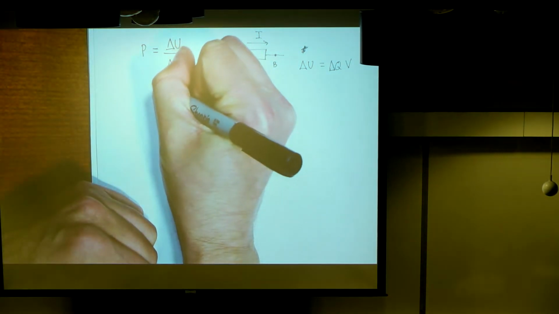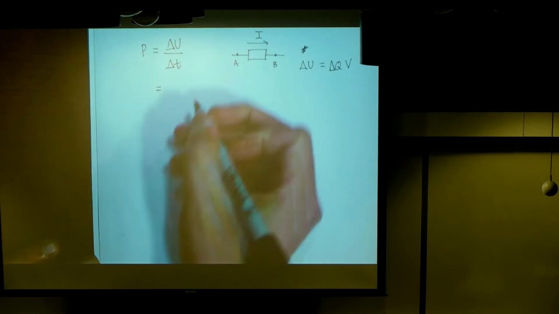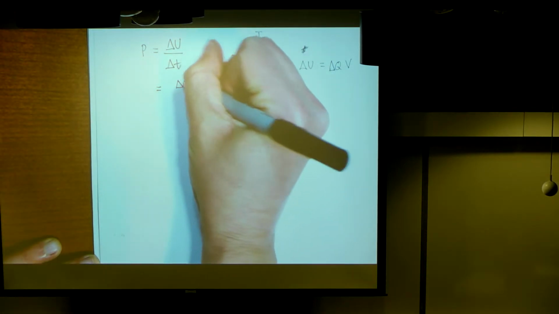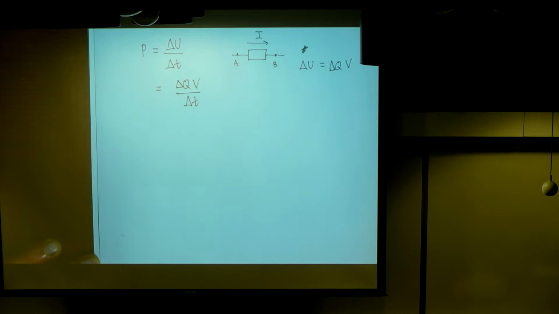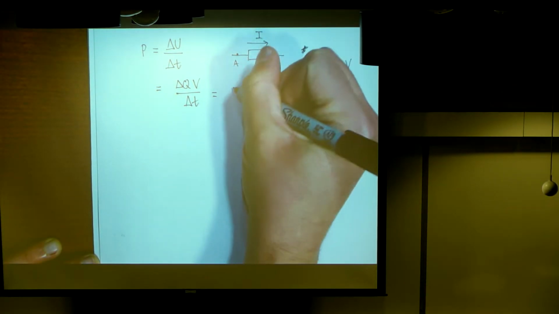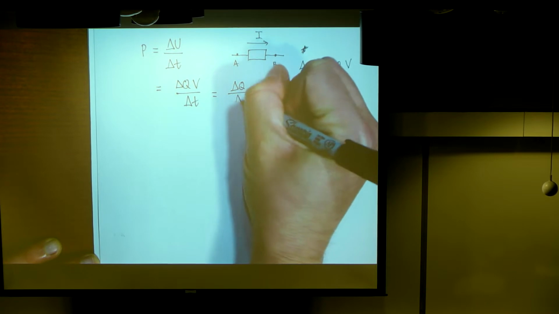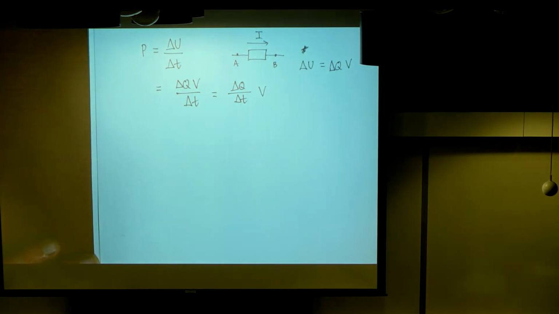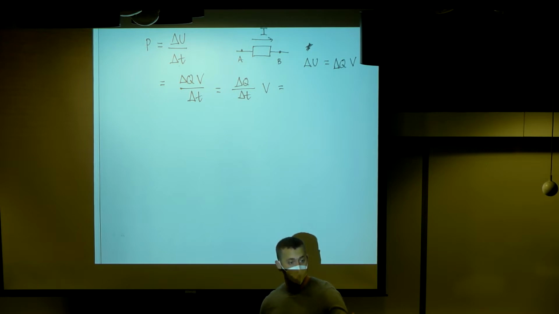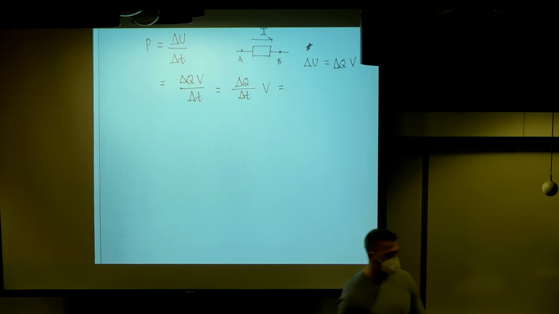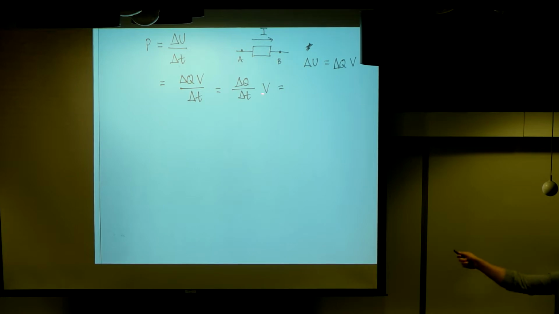So therefore, the power should be delta U, which we just established is delta Q times V, divided by delta T. So we have the time on the bottom there. And I'm just going to write this in a slightly different way. We have delta Q over delta T times V. What's delta Q over delta T? That's the definition of something. Current is defined as charge per unit time, right? Charge per unit time flowing through our device is delta Q over delta T. That's the electrical current I that we initially had pointed out on the diagram.